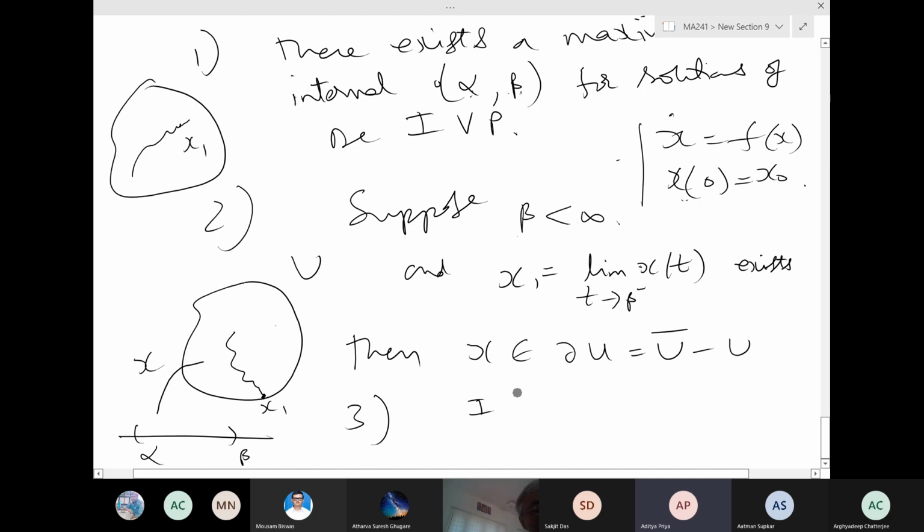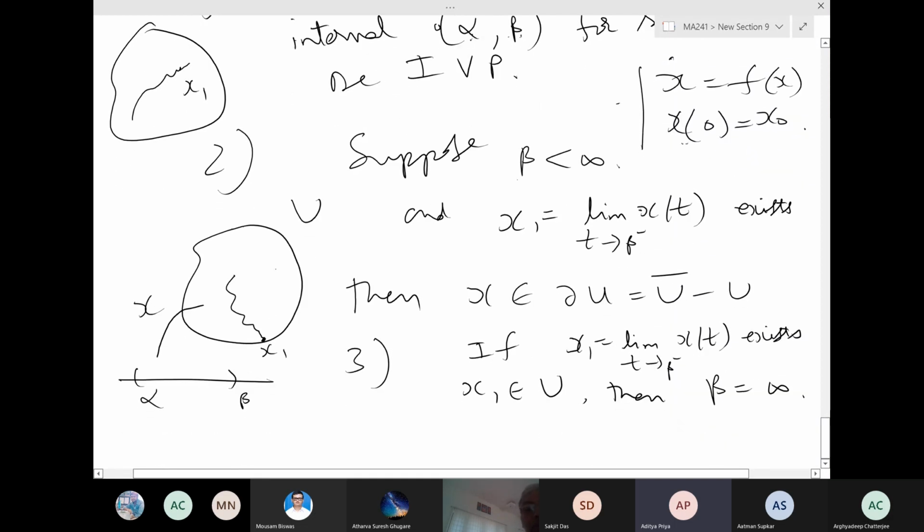The other case is if x1 equal to the limit of x(t) as t goes to beta from below exists, and we know that x1 is actually inside U, what I was talking about here, then beta is necessarily infinity. Again, it's a fact that it's maximal.